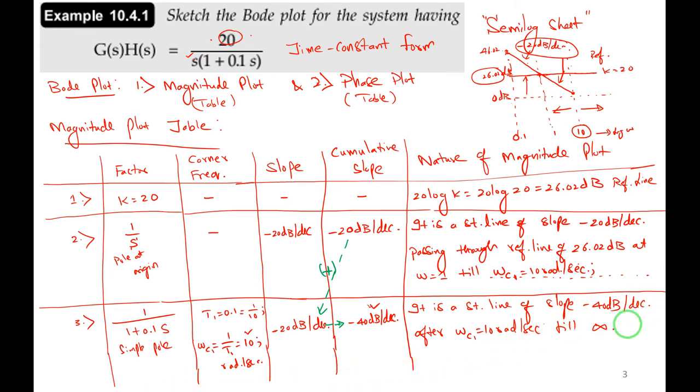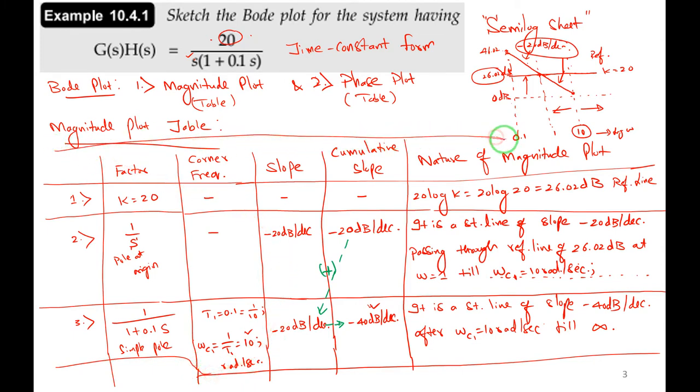I don't have any other factors. If I am having another factor, I have to write till the next corner frequency omega c2 equal to dash radians per second. But since there is no other factor, I'll write till infinity. This is the table. This table we call the magnitude plot table. If this table is ready, then I can draw the magnitude plot very easily. I will draw the magnitude plot later.